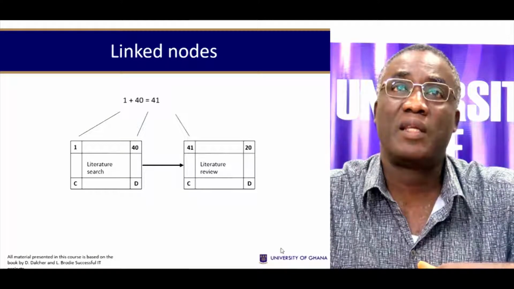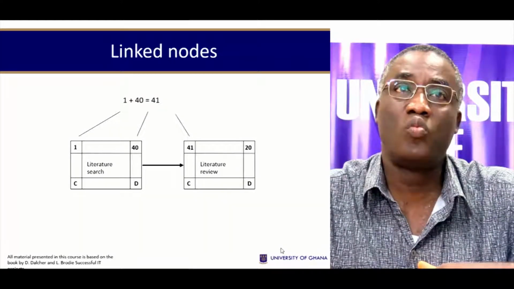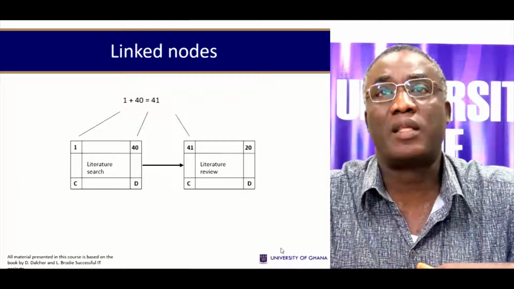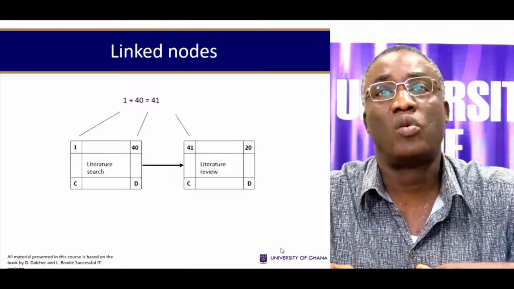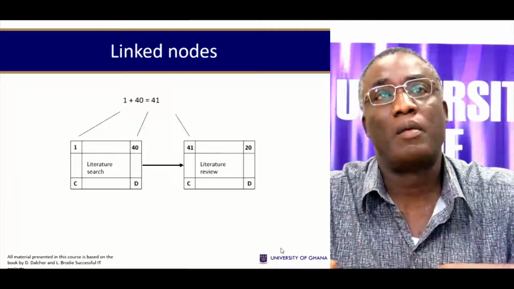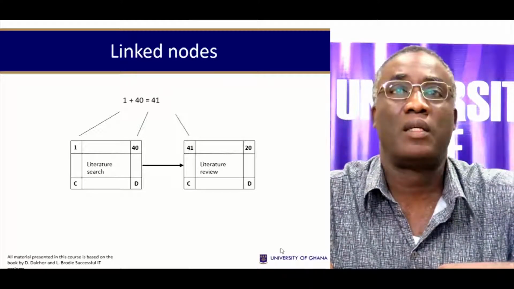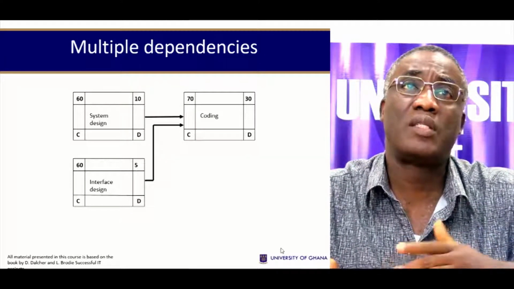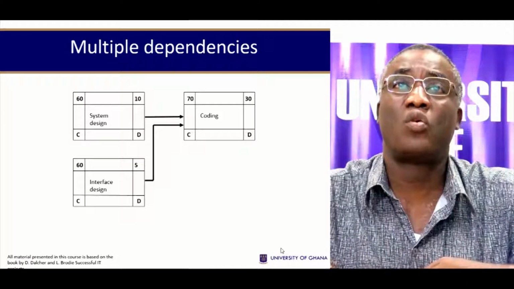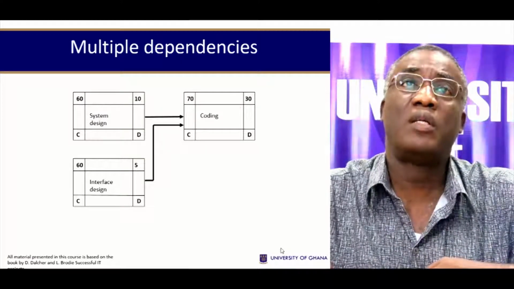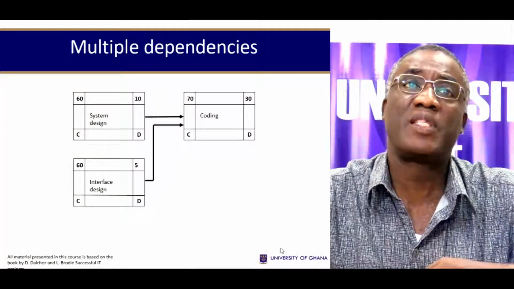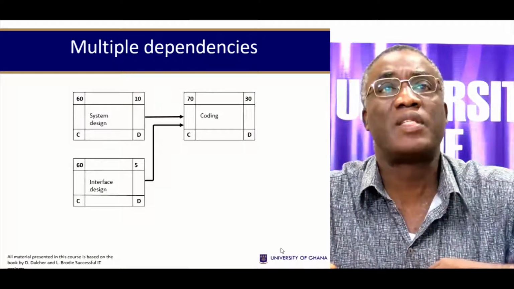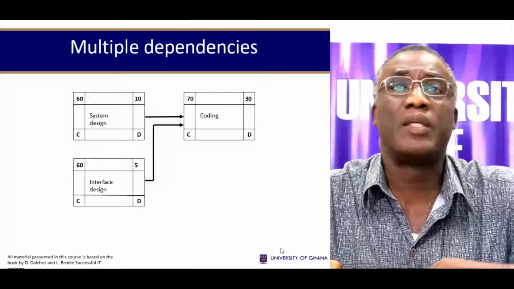Now, of course, you can see that the earliest start date for that will be the 1 plus the 40 to give you 41. And if you estimate that this will take 20 days to do, then you are building the diagram. But you need to calculate C and D. You may have multiple dependencies. So in this example here, you see a system design, interface design, and coding. So here coding, you can see that depends on both system design and interface design. You really cannot start the coding without the system design and the interface design already in place.